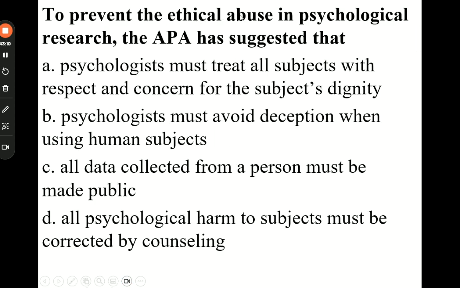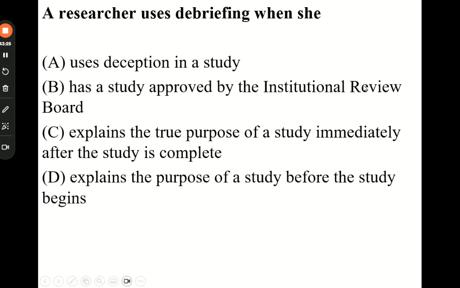To prevent the ethical abuse in psychological research, the APA has suggested that the answer is you must avoid deception. That's weird to me because people deceive people all the time. A researcher uses debriefing when she does what? The answer is, after the study is over, explain the true purpose. That's debriefing. It happens afterward, not beforehand.